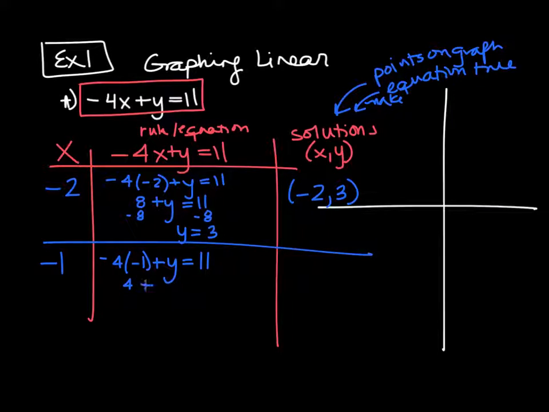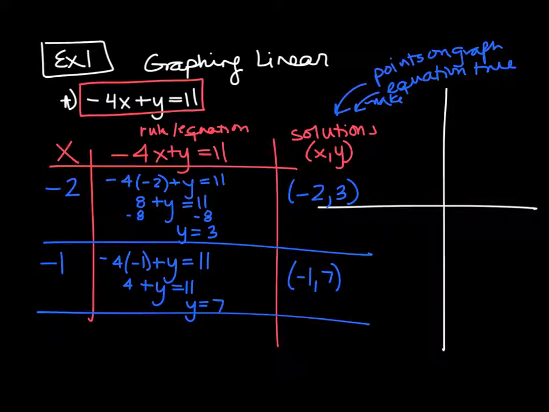So this is 4 plus y equals 11, which means y is going, if I subtract 4 from both sides, that's going to give me 7. Negative 1, 7. Do the same thing with 0. Negative 4 times 0 plus y. Anything times 0 is 0. So this one's actually really easy. That's just y equals 11.